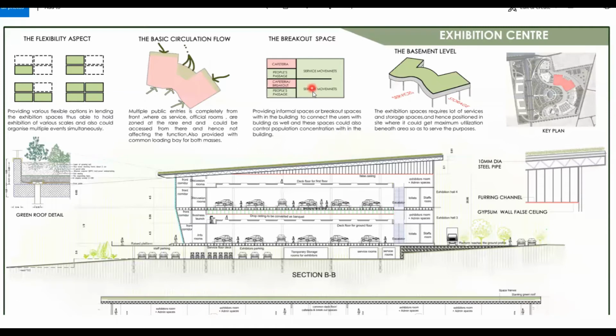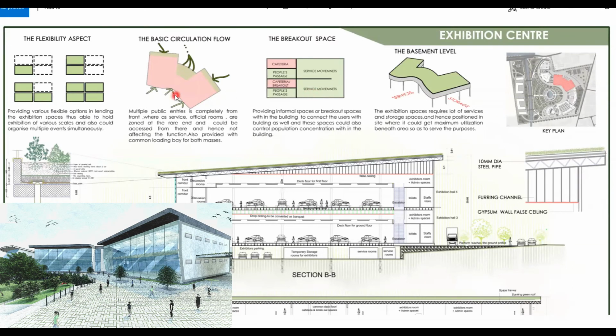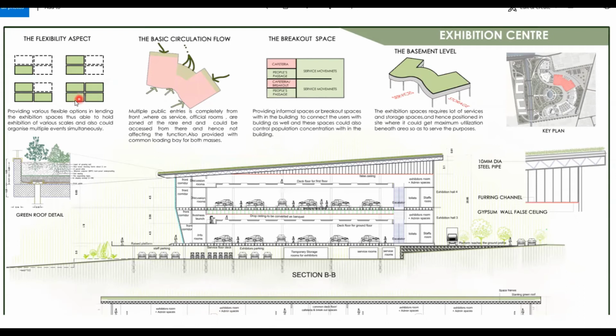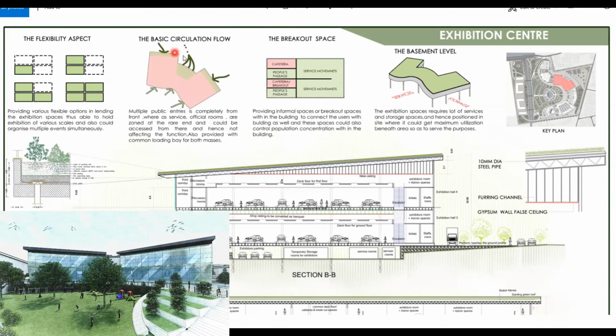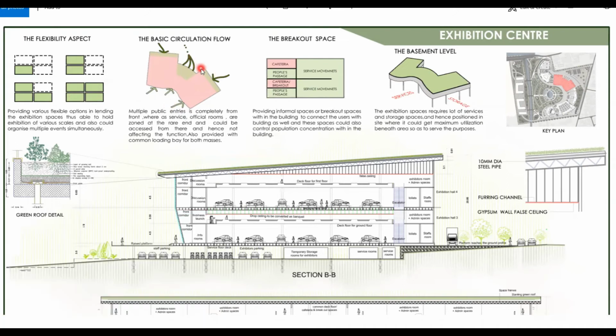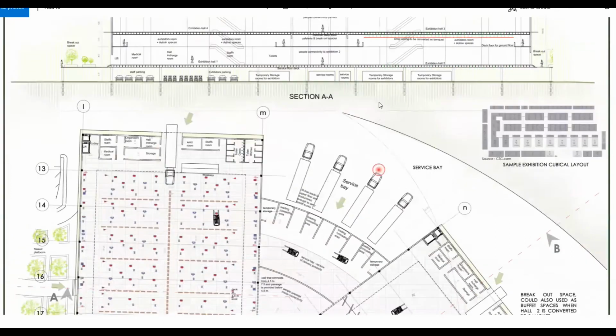The next one is the formal exhibition center, and how it considered the main four aspects. Here there are four different halls, two at the top and two at the bottom level, which could be combined according to the scale of the event. The public entry will be from the front portion, and the service entry and staff entry will be from the rear portion. Several breakout spaces are considered in between the building, and the basic services are provided from the ground level.